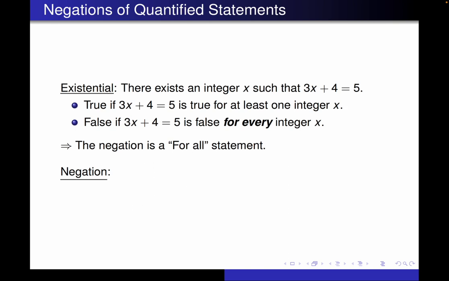So the negation is going to be, well, let me see, it's for every integer x, and I've got to be able to say that 3x plus 4 equals 5 is false. So the way I can say that as a universally quantified statement: for all integers x, 3x plus 4 is not equal to 5.